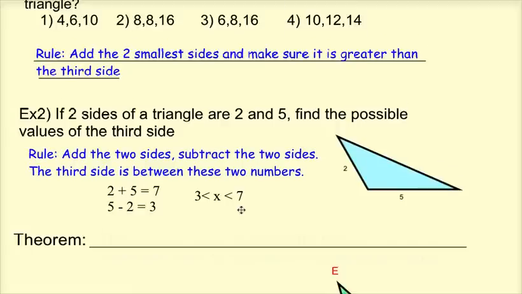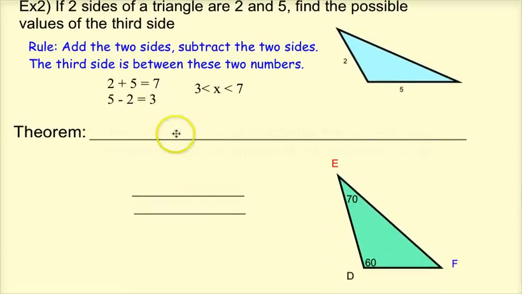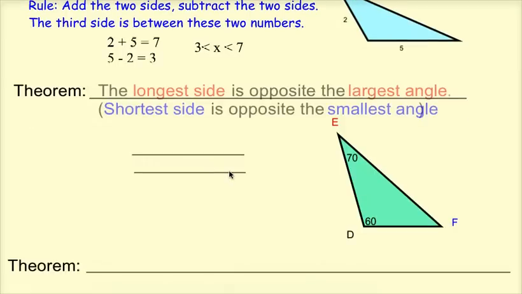Okay, so that's our first theorem. Next theorem that we have: the longest side is opposite the largest angle. And the opposite of that is also true: the shortest side is opposite the smallest angle. So in a triangle, the longest side is opposite the largest angle, and the shortest side is opposite the smallest angle.